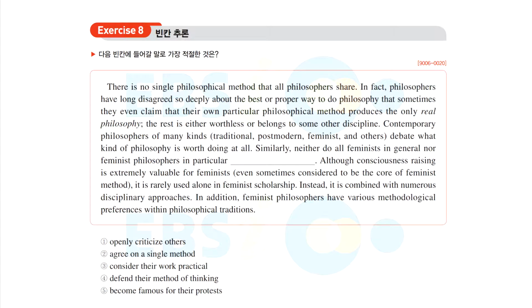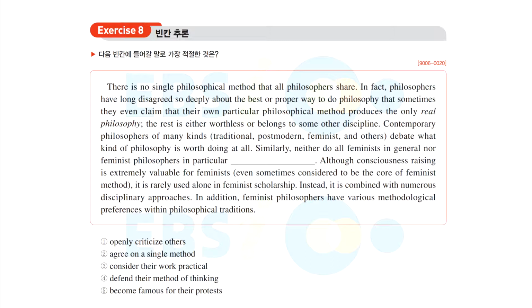Exercise 8. There is no single philosophical method that all philosophers share. In fact, philosophers have long disagreed so deeply about the best or proper way to do philosophy that sometimes they even claim that their own particular philosophical method produces the only real philosophy. The rest is either worthless or belongs to some other discipline. Contemporary philosophers of many kinds, traditional, postmodern, feminist, and others, debate what kind of philosophy is worth doing at all.